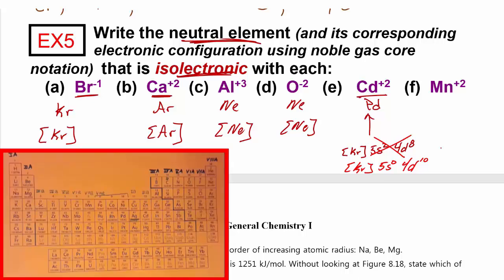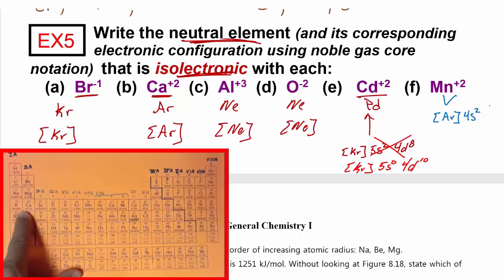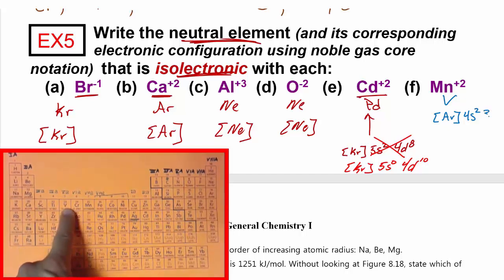Manganese. Manganese 2. Manganese is 25. Lose 2 electrons, you're going to be at vanadium. So what's vanadium's noble gas core notation? It'll be argon, 4s2, 3d1, 3d2, 3d3.